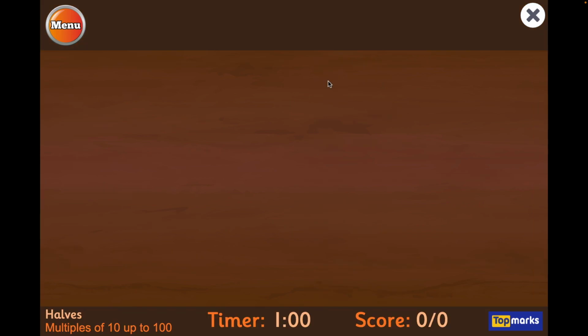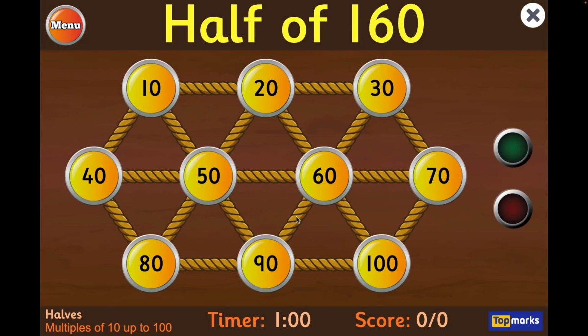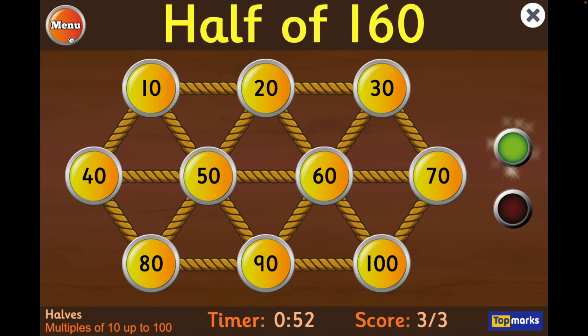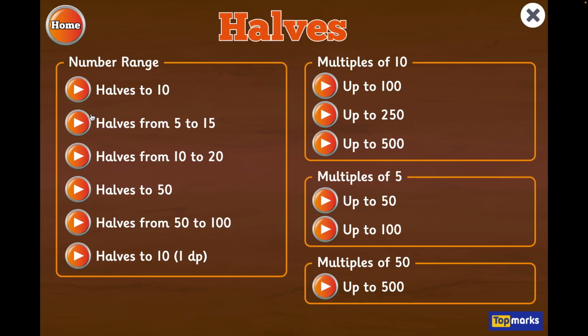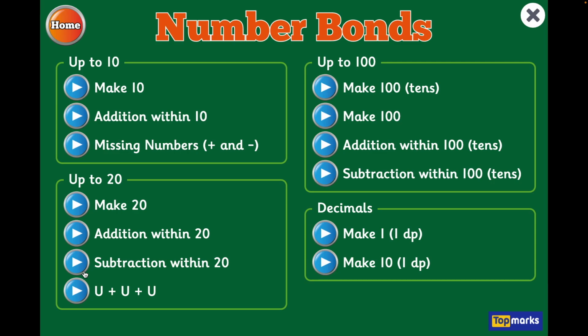Multiples up to 100. Hit the button that is half the number shown. Half of 160, 80, half of 140, 70, half of 40, 20. So many options for your students who are all on different levels. Let's go back out. Next, number bonds.